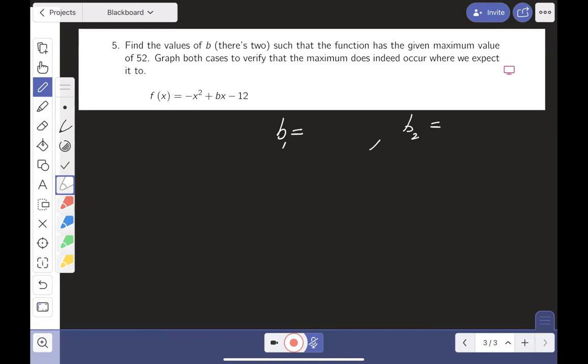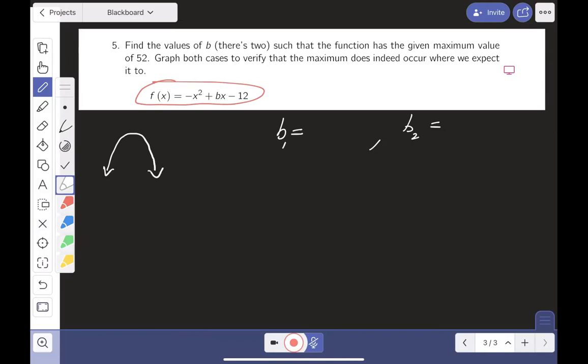Well, if they ended a sentence there, I'd say, oh, 5 and 6. I found 2 values for B. But I think they're going to say more. What do they say? Such that the function has a given maximum value. Well, before I do that, I want to emphasize over here, if you're looking at this, I hope you know that this is a parabola that opens downward.